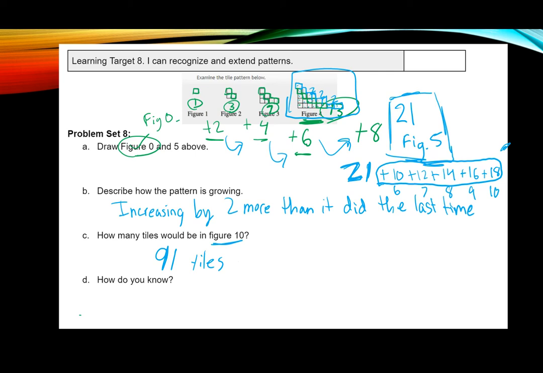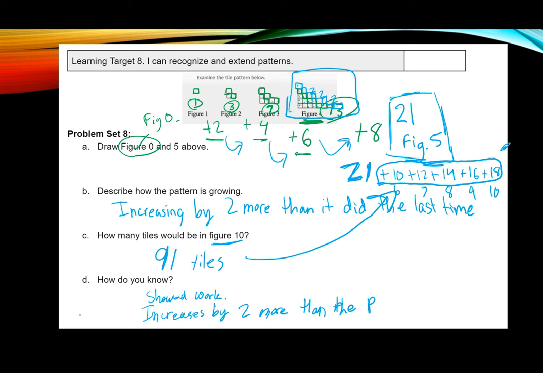How do I know? Because I showed my work over here. Showed work: increases by 2 more than the previous increase. That's what I wanted to say earlier. This was tricky, but we did it.